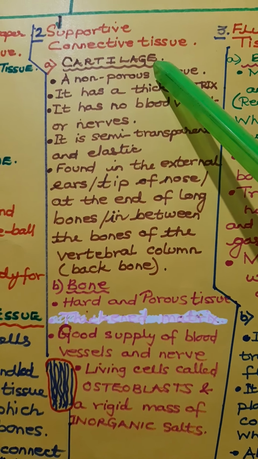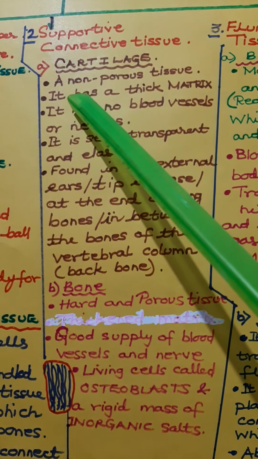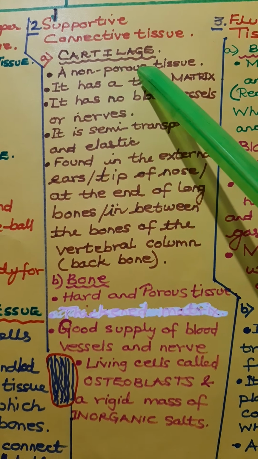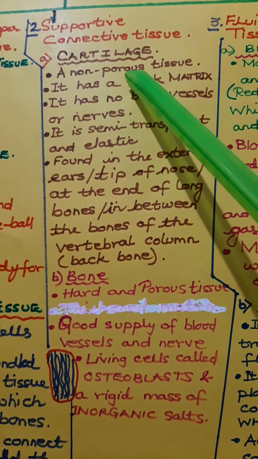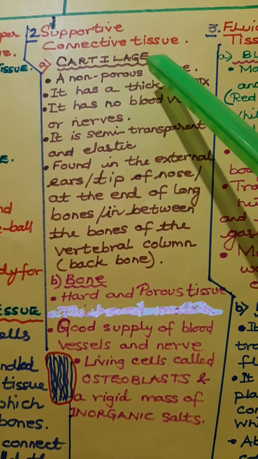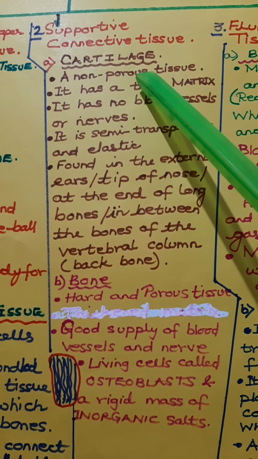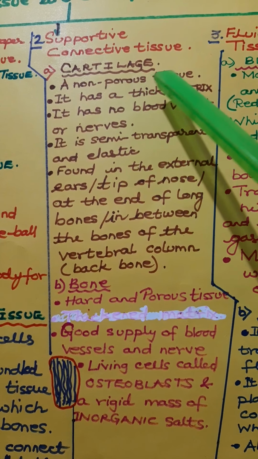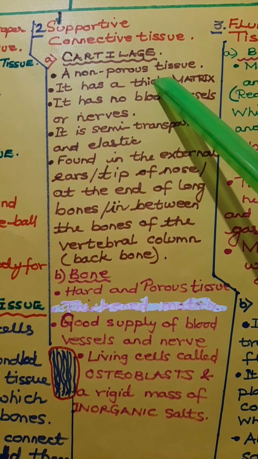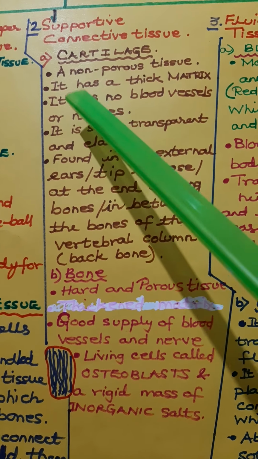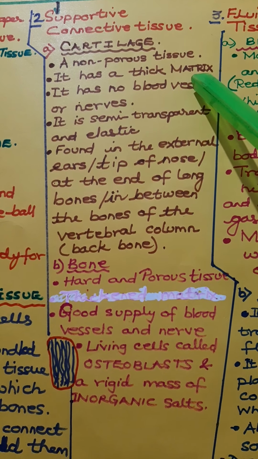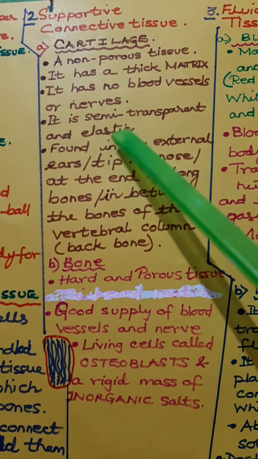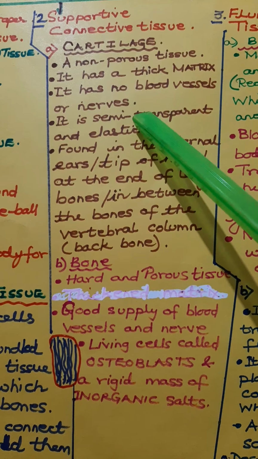One is cartilage. Cartilage is a non-porous tissue. Porous meaning it has pores in it, fine openings. You will not see any sort of openings over here. It is just a plain tissue, okay? A non-porous tissue, no openings, no pores. It has a thick matrix, okay? The ground substance or the base which it is made up of is very thick.